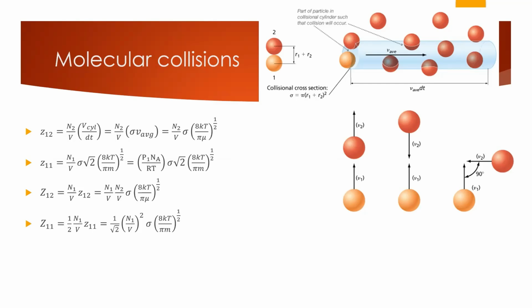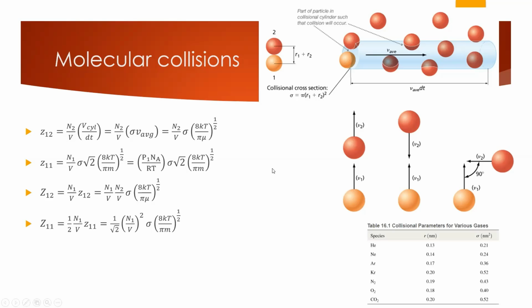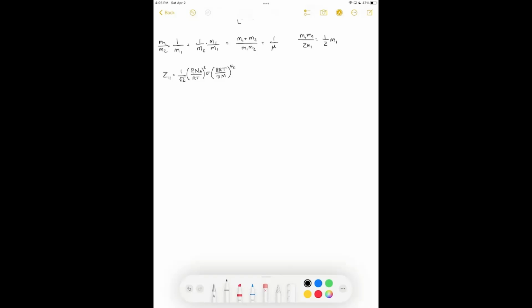What is the total collisional frequency? Let's use an example of molecular nitrogen at room temperature and pressure. Here we can see the radius of nitrogen and also the collisional cross section of nitrogen. Using this, we can explore how many collisions are happening per second. To calculate the total collisional frequency that nitrogen molecules will make, we can use this equation here.